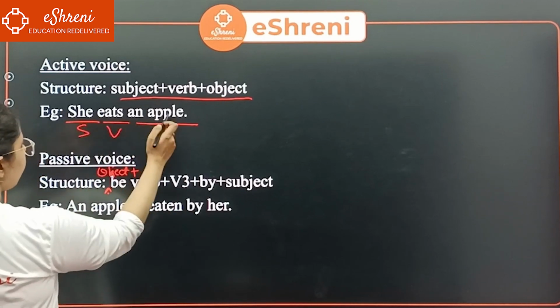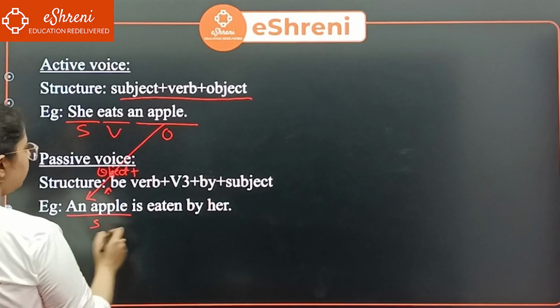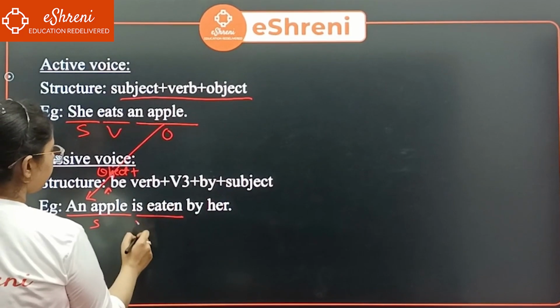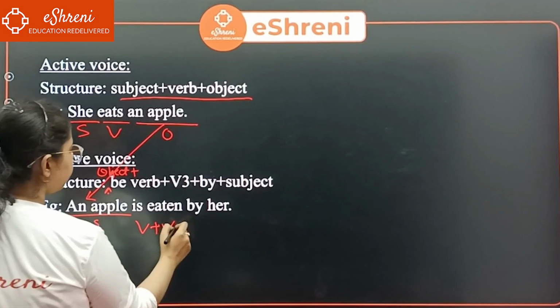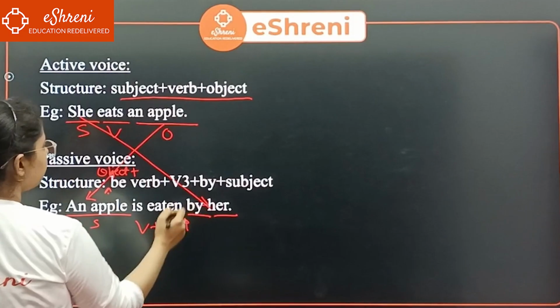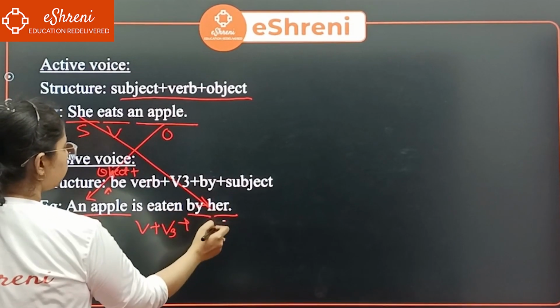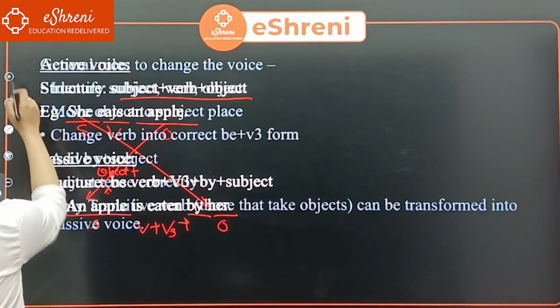Here, an apple is the object, so it comes first and becomes the subject. Next is eaten, that is be verb plus V3, and then by, and then her. She becomes her because she is the object here. The subject has become the object, isn't it? So that is the structure of active and passive voice.